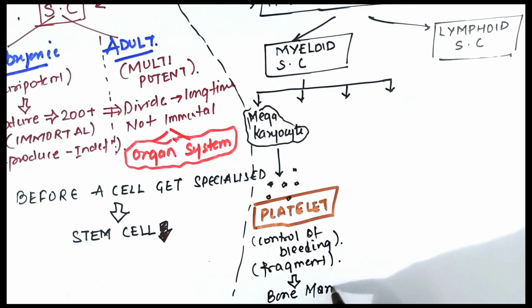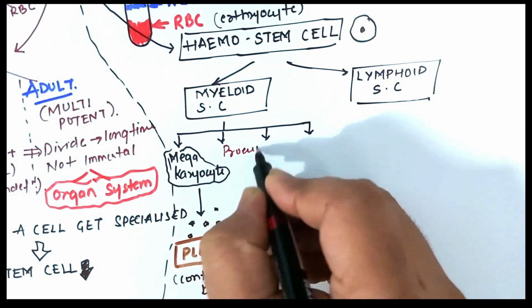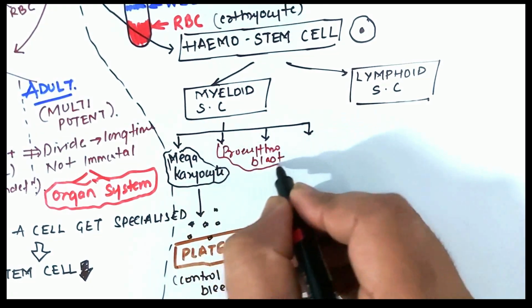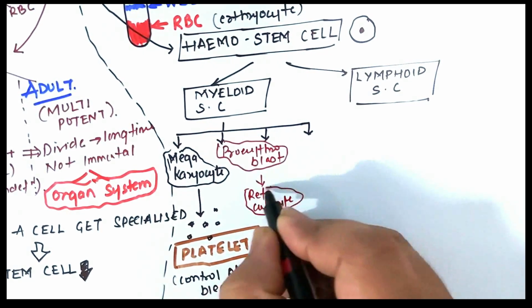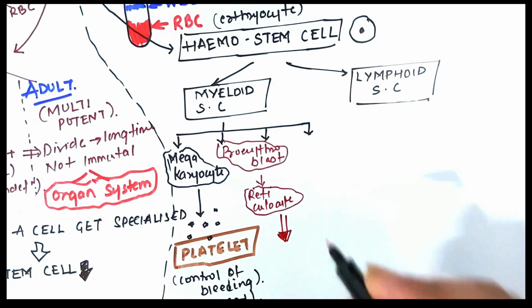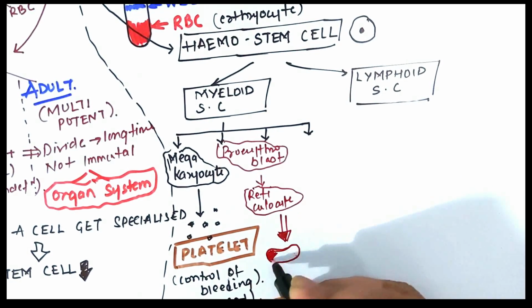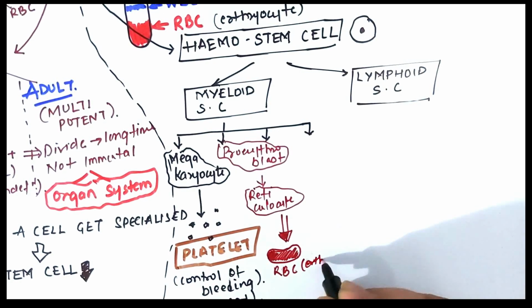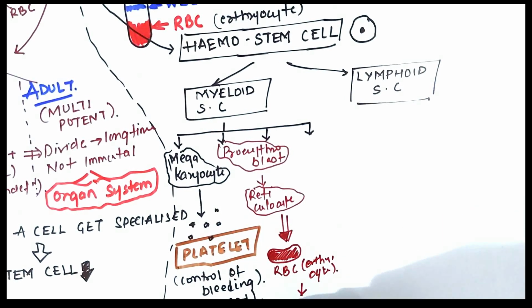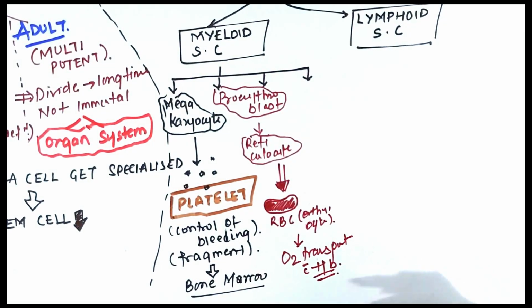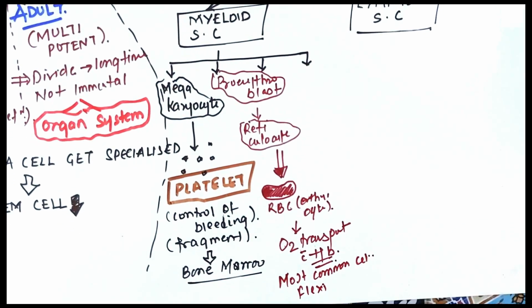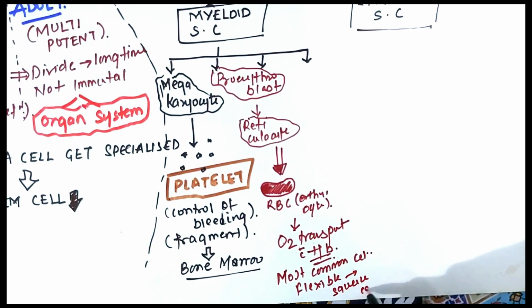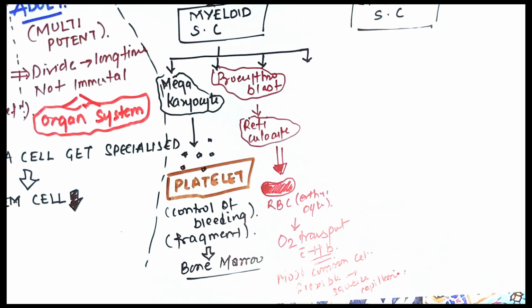The second cells which are derived from the myeloid stem cells are the most important cell, that is the proerythroblast, which becomes reticuloerythroblast to form the erythrocytes, that is the red blood corpuscles. The most important function of the RBC is to transport oxygen to the tissues. These are the biconcave, most common cells in the human body, which are flexible enough to squeeze through the capillaries.